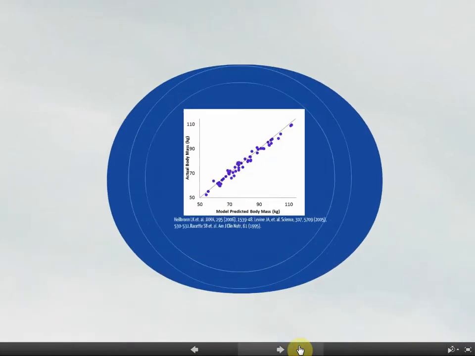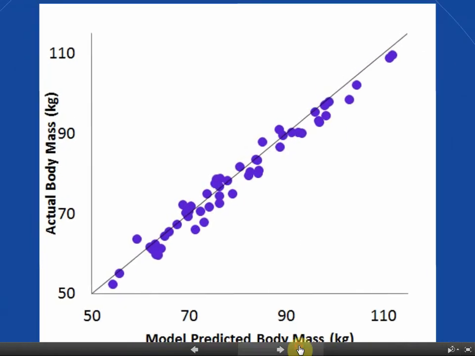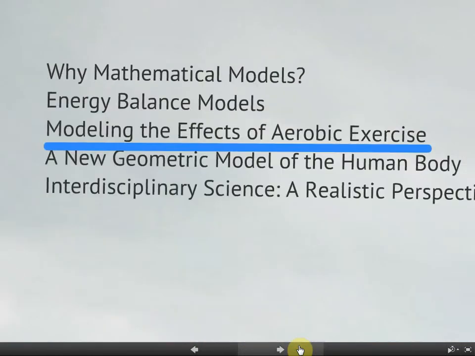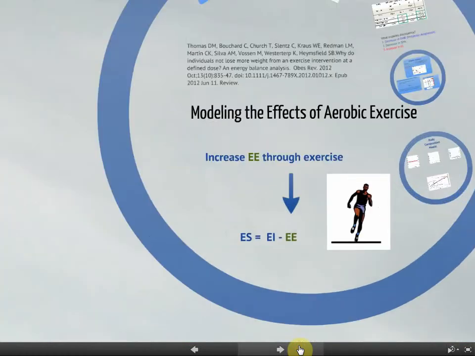We did validate it. We've been validating it much, much more than this. This is just a quick body mass at the beginning, predicted versus actual at the end of multiple different interventions. And it's doing pretty well. And we've continued that, actually. Anytime someone gives me data, I test. And it's held up. So I'm going to skip the exercise part. It's really interesting, though.